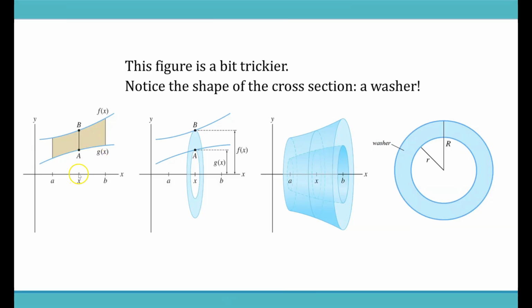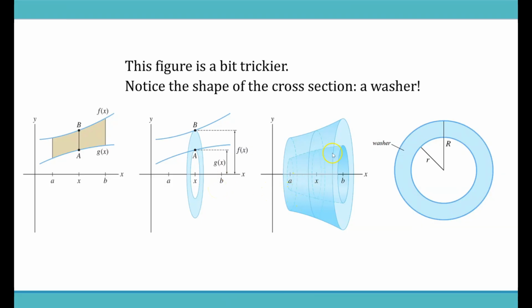If I focus on one particular x value between a and b, and think about this line segment that's drawn between the point A and the point B, and rotate it around the x-axis, the cross-section that is formed is that piece of hardware, a washer, right? And so this integration process is going to have us add up the area at each x value between a and b to form the volume.